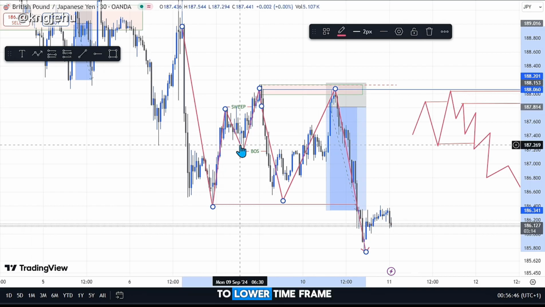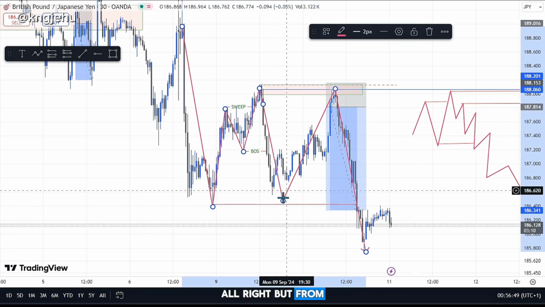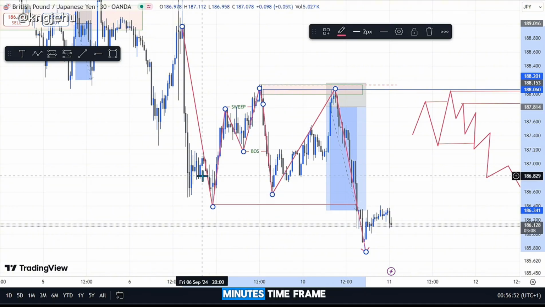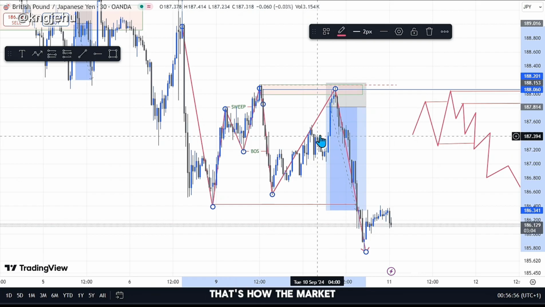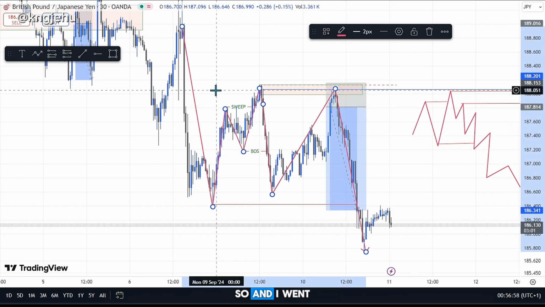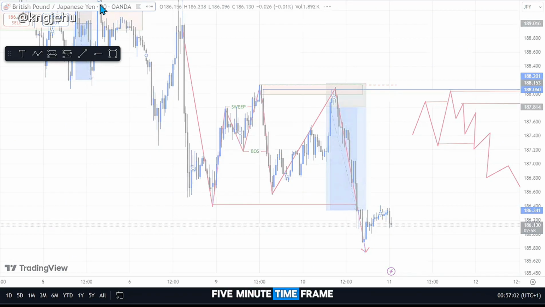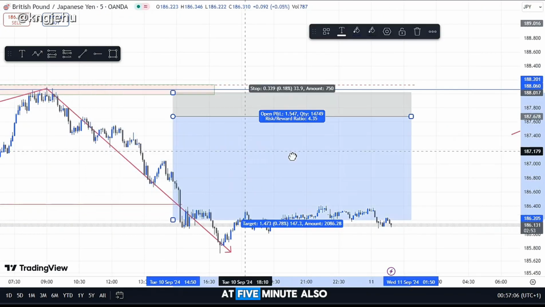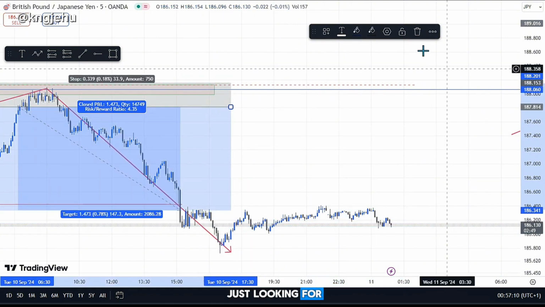I went back to a lower time frame to get the structural liquidity. But from this you can see that on the 30-minute time frame, our setup is kind of entering. That time the market was somewhere around here. So I went back to my 5-minute time frame. I went to 15 minutes, I didn't see it, so I checked 5 minutes also, just looking for it.